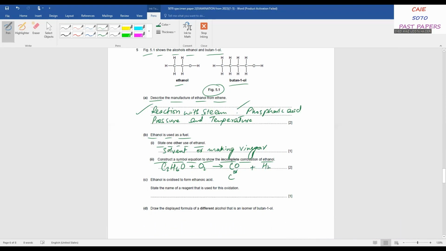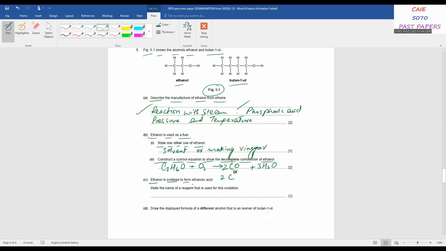plus H2O. You have to balance the equation. It's better if you write the balanced equation. So if you are getting carbon monoxide, you write 2CO and water will be 3H2O. For carbon, it should be 2 carbon.